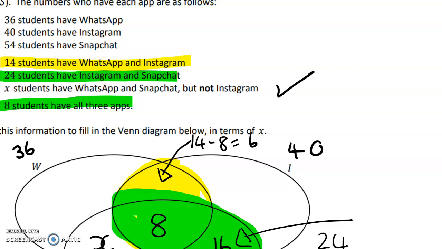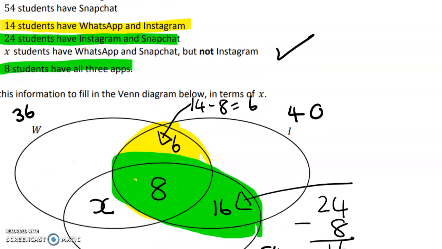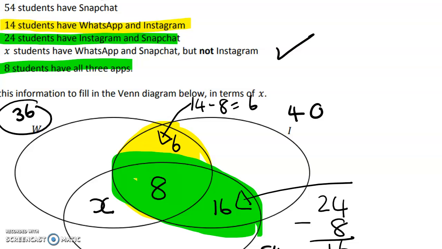So you have 14 students. 8 of them have WhatsApp, Instagram, and Snapchat out of the 14 of them. So 6 only have WhatsApp and Instagram only, if you get me. Right, the final part then, to put in the remainder, I have 36 have WhatsApp. So all I do then is I need to subtract from 36 the 6 and the 8 so I can identify how many have WhatsApp only. And 36 take away 14, the 6 and the 8, gives me 22.